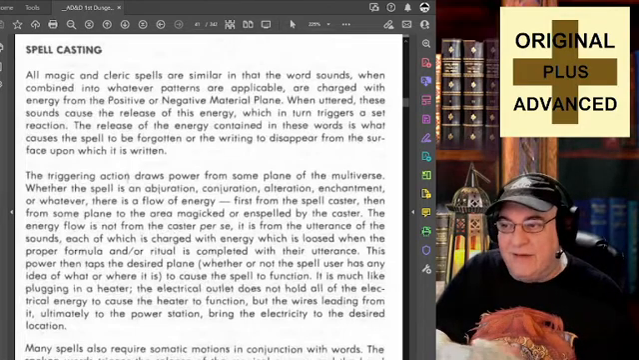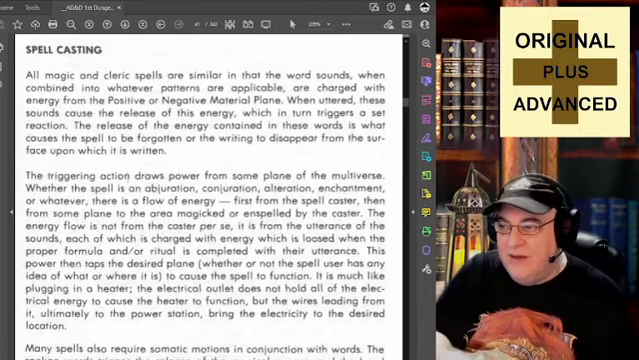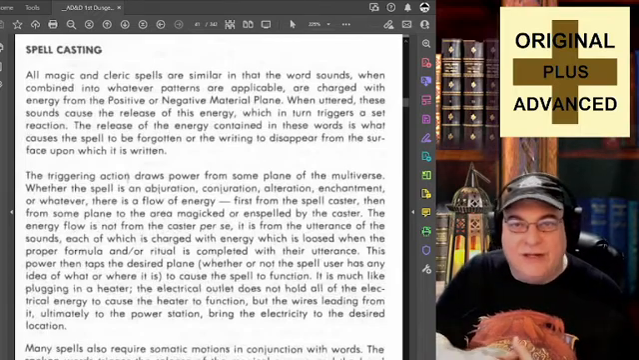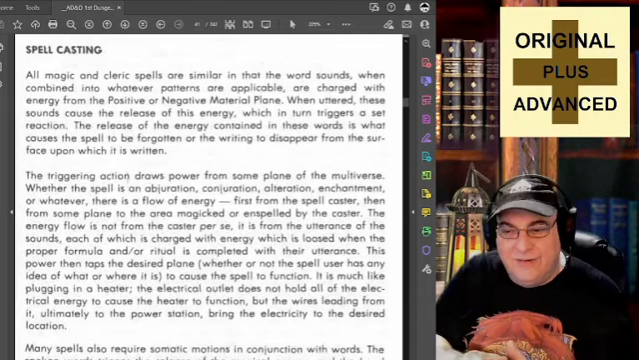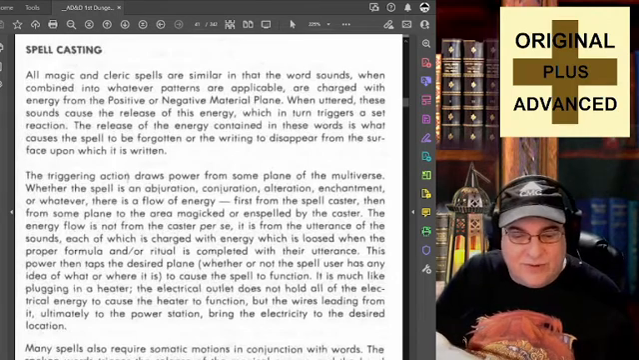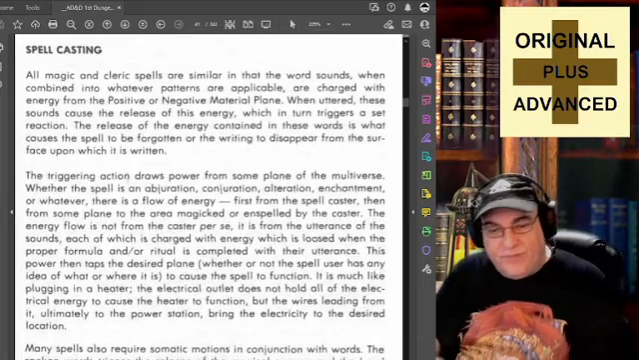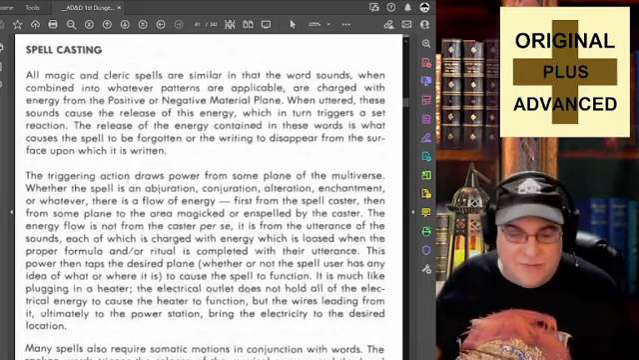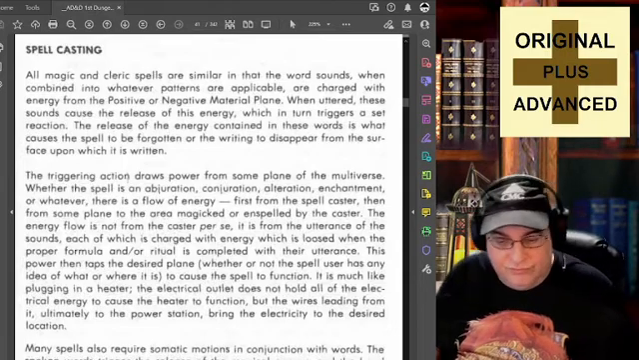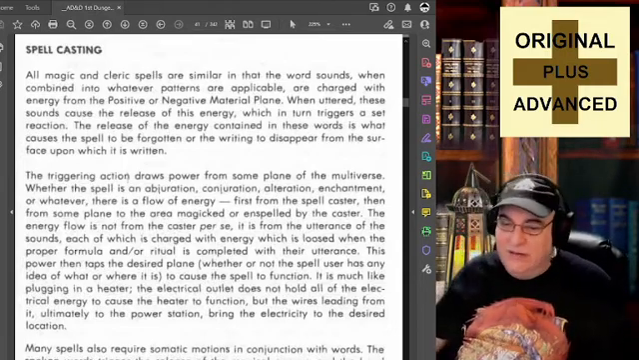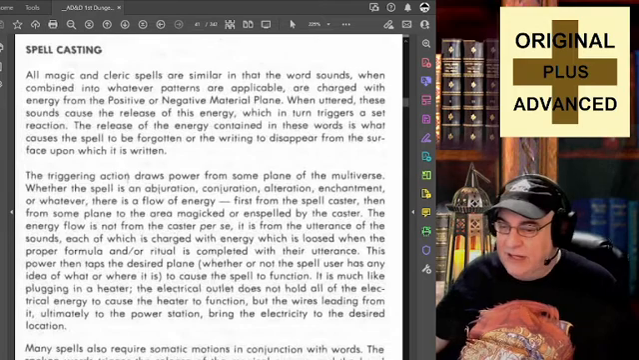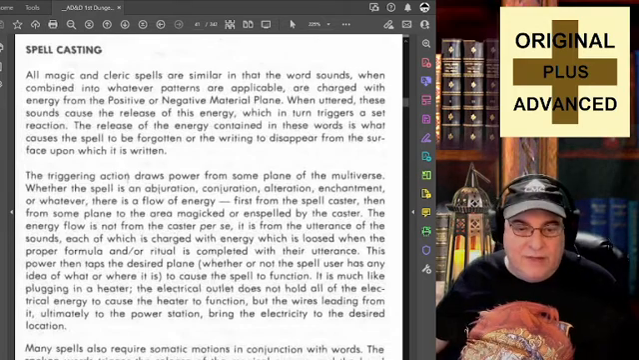It relies heavily on positive or negative material plane energy to charge such items, or to be the place whence magic ultimately comes. So I don't know that there's a lot more to say. There's a few people in the chat. Does anybody have any questions about this?